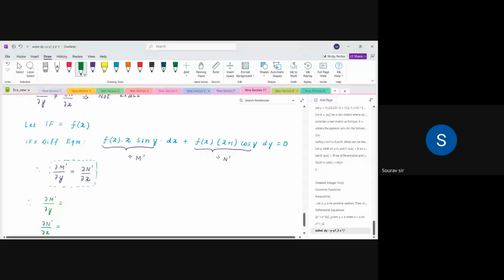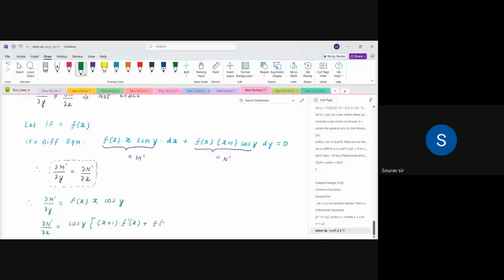So m dash is f(x) into x into sin y, right? If you differentiate it with respect to y, x will be treated as a constant. So f(x) into x will be there, and the derivative of sin y will become cos y. Over here cos y will be treated as a constant, and this will follow the product rule. So second, x plus 1 into the derivative of first, which is f dash x, plus first into the derivative of second, which is just f(x).